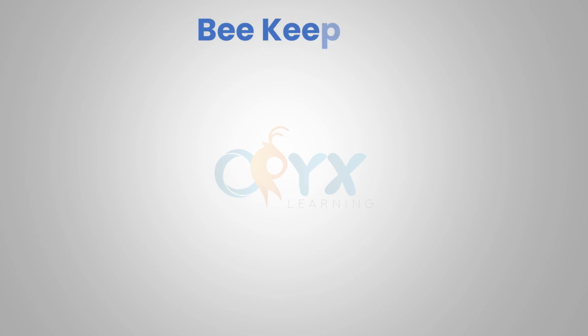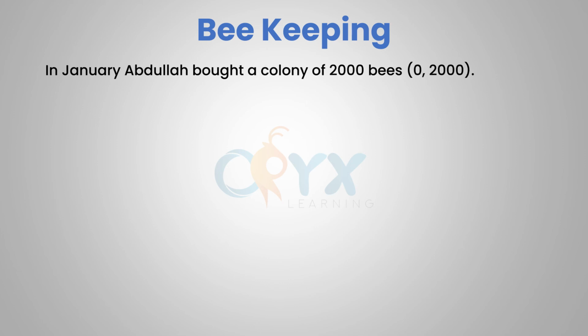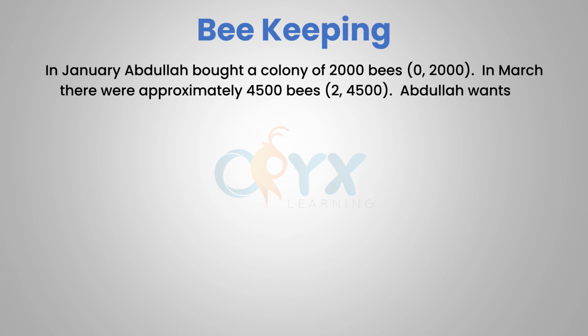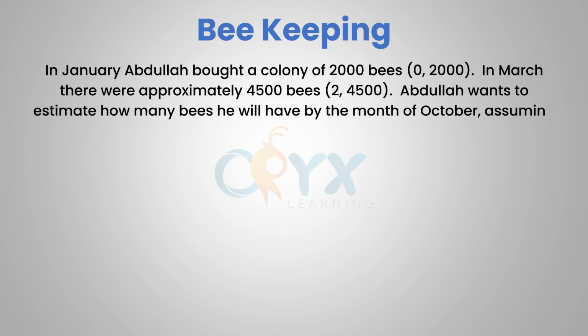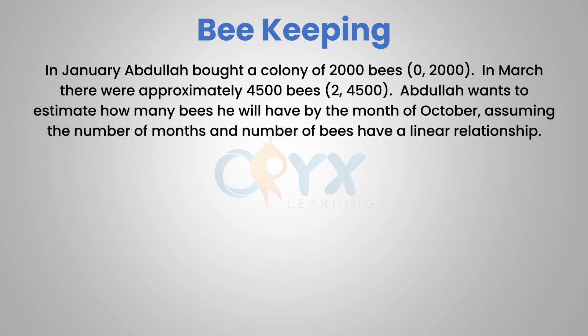Back to our B problem. So again, in January, Abdullah bought a colony of 2,000 bees. In March, there were approximately 4,500 bees. Abdullah wants to estimate how many bees he will have by the month of October, assuming the number of months and the number of bees have a linear relationship. So given the 2 points, we must first find the slope.